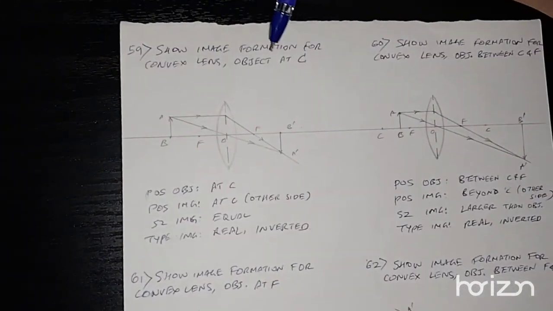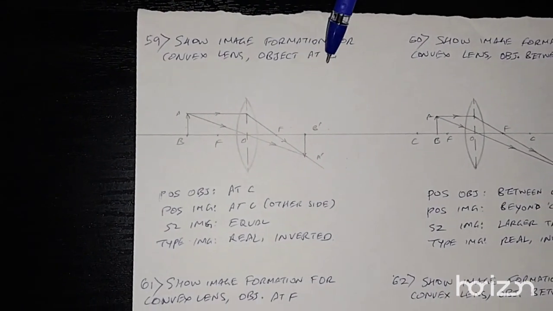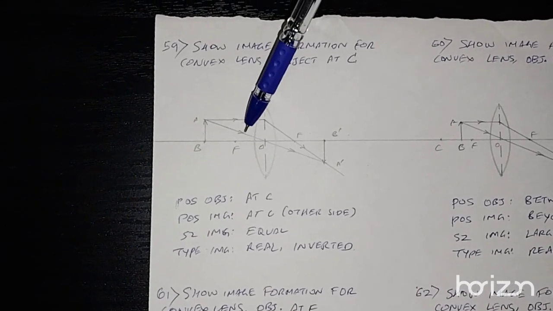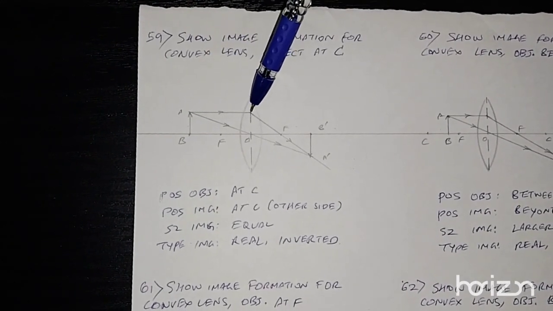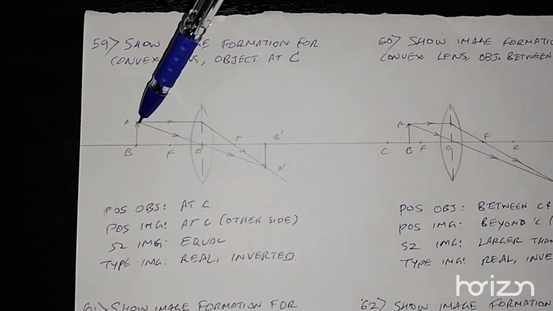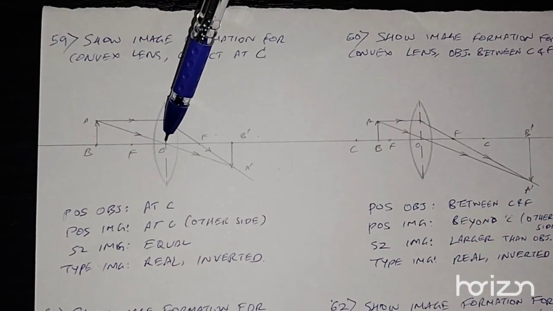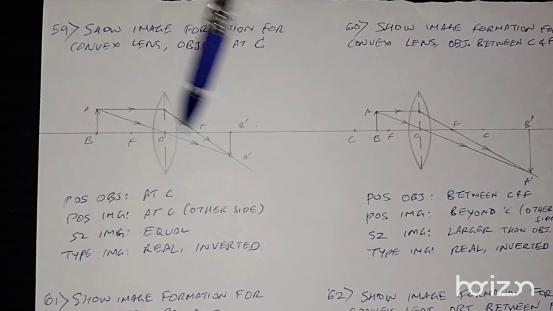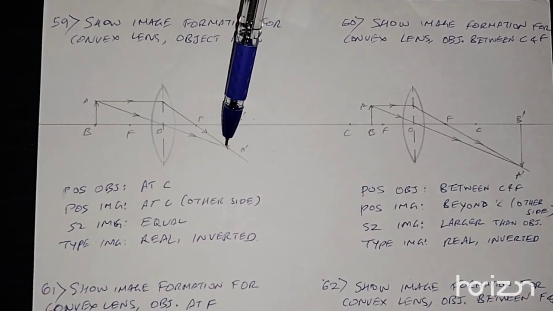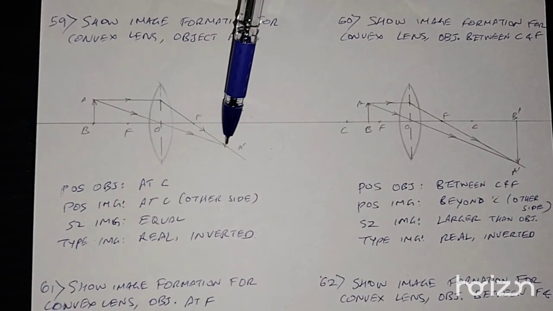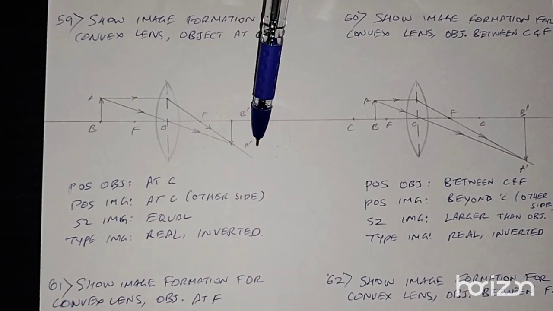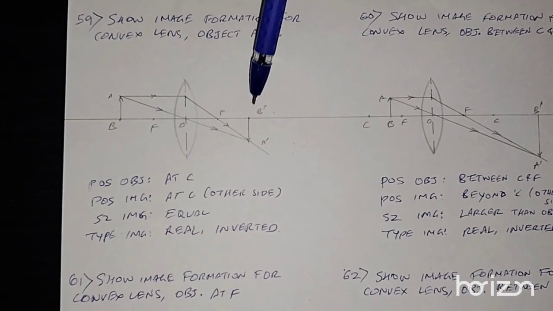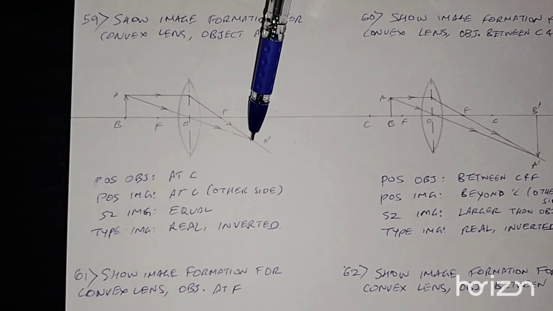Next question, show the image formation for convex lens when object is at C. Okay, so here what is happening is AB is positioned exactly at C. So if you shoot a ray parallel to the optical axis, it will go through F. If you shoot another ray through the optic center, it will go in the same direction without any change in direction. These two will intersect here, and you can see the image is formed. The point A's image is A dash. It is formed exactly at C on the other side. Okay, and you can see the size is also the same, but it is inverted.